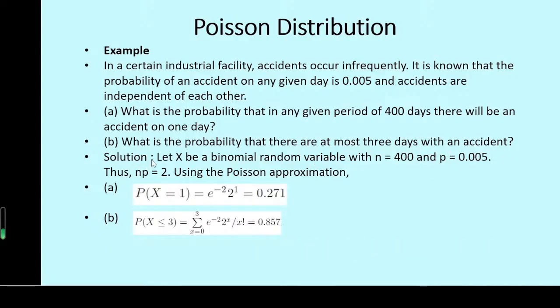The solution is, let x be a binomial random variable with n and p. n is 400 and p is 0.005, so we get np equals 2. In this case, we can use the Poisson approximation. In the first question, we calculate the probability of x equals 1, which is 0.271. For question 2, we calculate the probability of x less than or equal to 3, which is the cumulative probability up to 3 in a Poisson distribution with mu equals 2. So its probability is about 0.857.